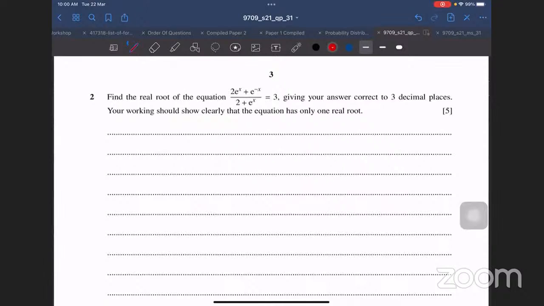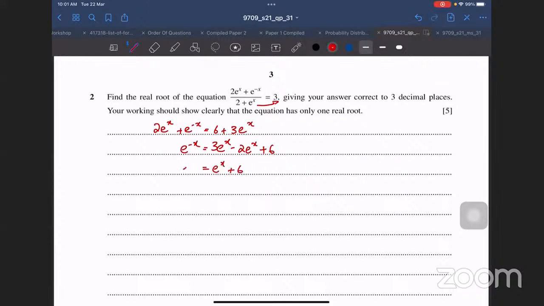Question number 2 says find the real root of the equation, giving your answer correct to 3 decimal places. Whenever you have an exponential equation, these questions are about substitution. First, I'm going to cross multiply this and get this. I can solve it further and bring everything to one side, or I can just keep it on the other side. Let's just keep it on the other side.